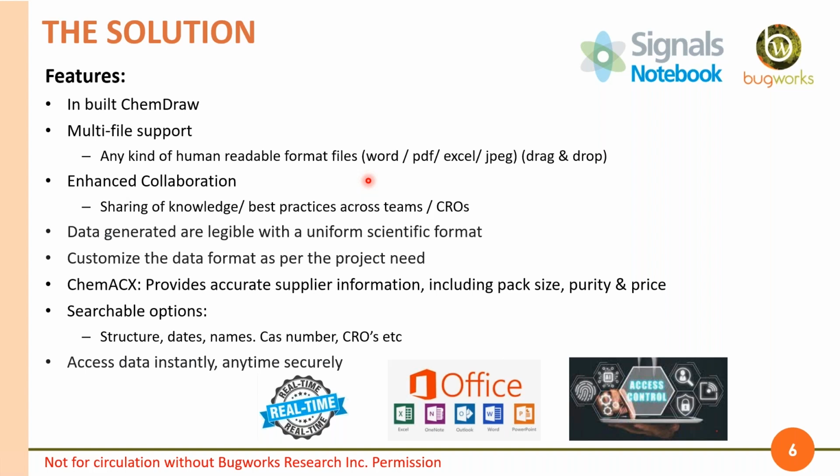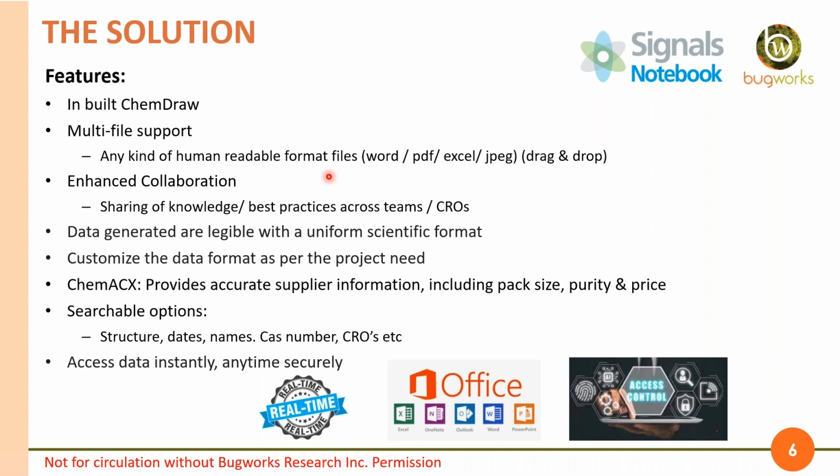And this Signals Notebook also helps in sharing knowledge within the team and across CROs. Particularly, if a chemist wanted to initiate a new experiment, first he can search whether the particular experiment has already been performed and is available inside the Signals Notebook, and you need not spend time searching the literature to perform a particular experiment. And also you need not write everything.